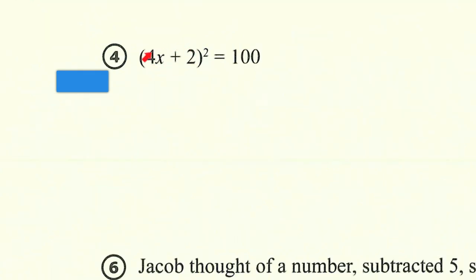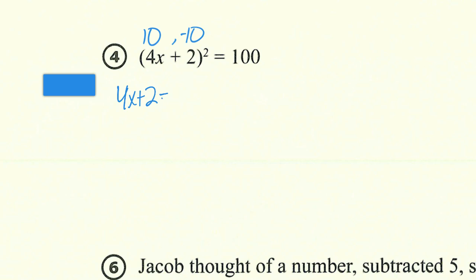In number 4, I have 4x plus 2 being squared equals 100. So I'm going to cover this up, and I know that 10 squared is going to be 100, because 10 times 10 is 100. Or it could be negative 10 in the parentheses there, because negative 10 times negative 10 would be 100. And I'm going to move this away. So now I know that 4x plus 2, that middle part, could equal 10. Or 4x plus 2, that middle part in the parentheses, could equal negative 10.